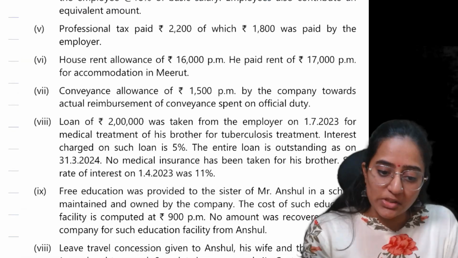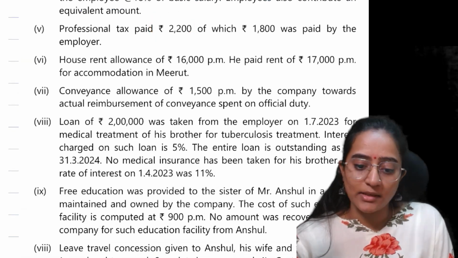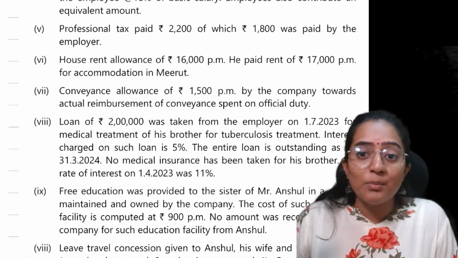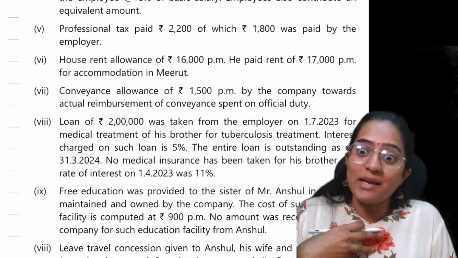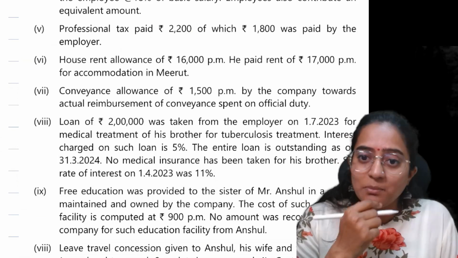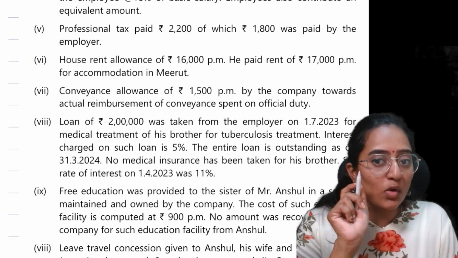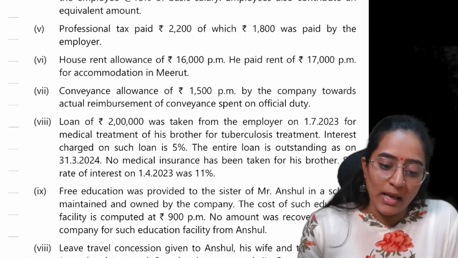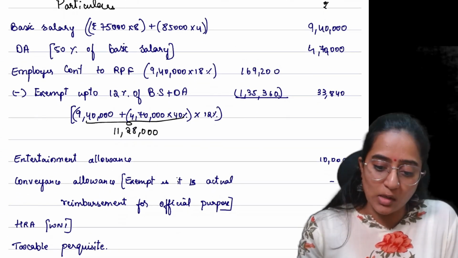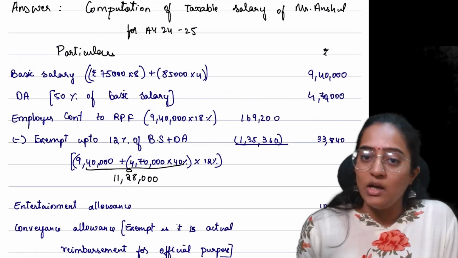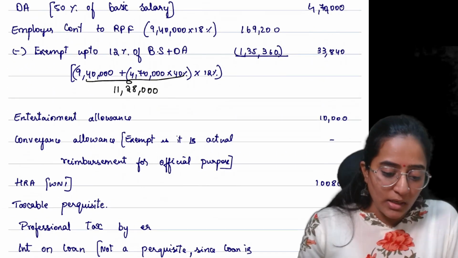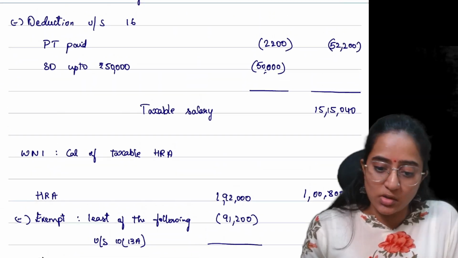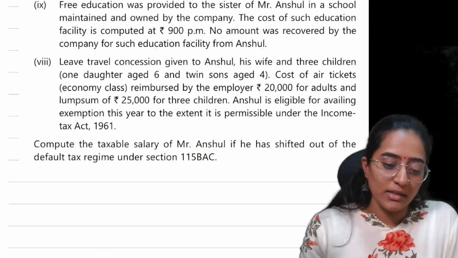Clear? Now, professional tax paid 2,200, of which 1,800 was paid by the employer. This is the common adjustment which you can see in the majority of questions, people. Remember, whenever the professional tax is paid by the employer, that would become your taxable amount first, to the extent paid by the employer. Then you will take the deduction of both employer and employee professional tax paid. As this is paid by the employer, first you are going to add 1,800 as professional tax paid by the employer. Then you are going to take the entire amount as your deduction, that is the entire 2,200 as your deduction.